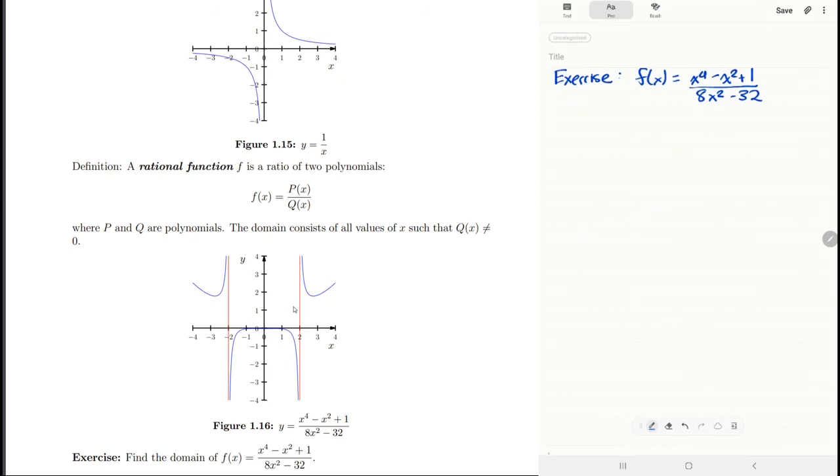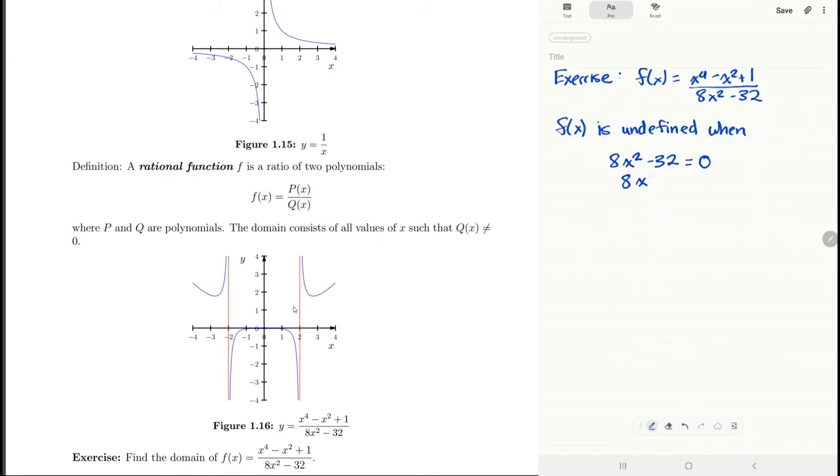So to find the domain of the function, we need to look for when the function is undefined. So the function is undefined when the denominator is equal to 0. So the denominator of this function is 8x squared minus 32. So if we solve the equation where the denominator is equal to 0, then we can find the points for which the function is undefined. So here we are able to solve for x.